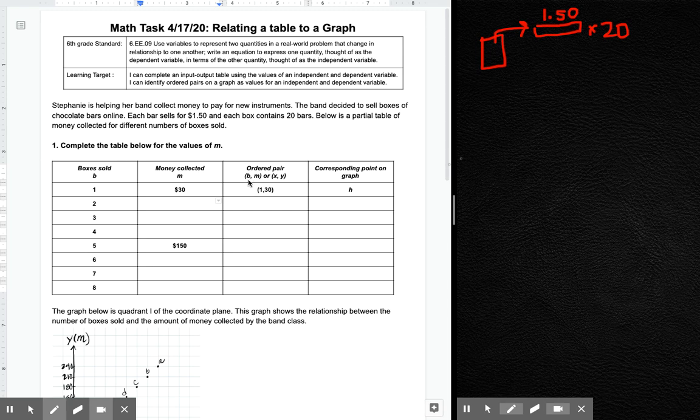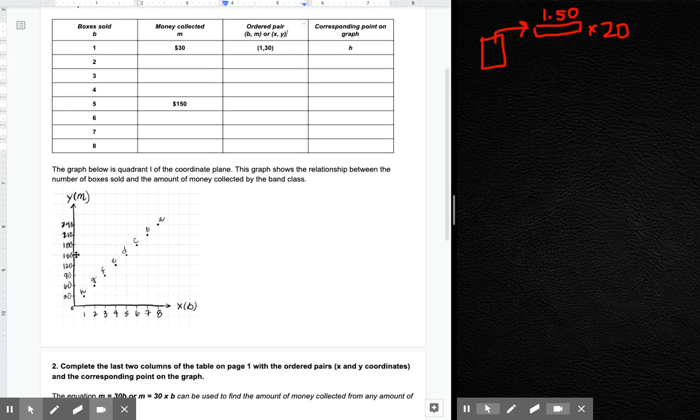And you can see it has B here and M here. It's showing that as an ordered pair. The reason it says B, comma, M or X, comma, Y is because to make it clear that on the graph, the X values are the boxes, okay?